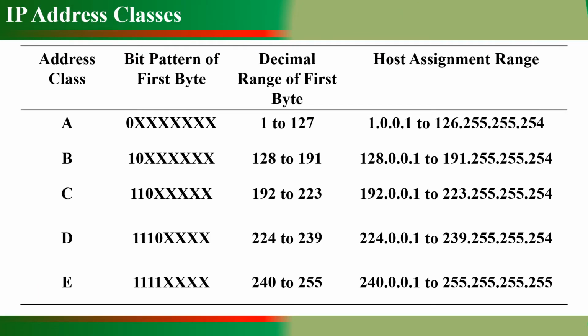Brief summary of IP address classes is represented in the form of a table. We can check whether the address belongs to class A, class B, class C, class D or class E by seeing the bit pattern of the first byte or by checking the decimal range of the first byte. If the bit pattern of the first byte is 1110, it means the IP address belongs to class D. If the decimal number of the first byte is 128, it means the address belongs to class B.